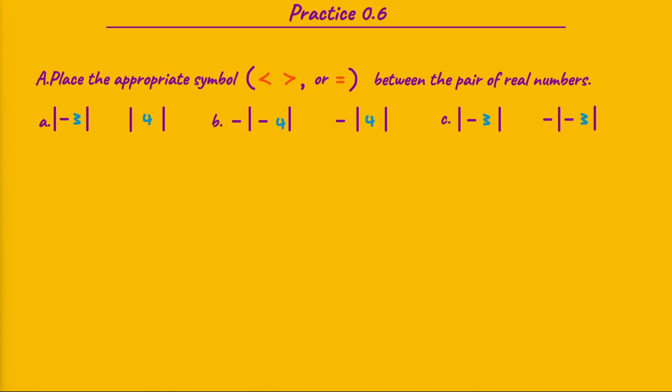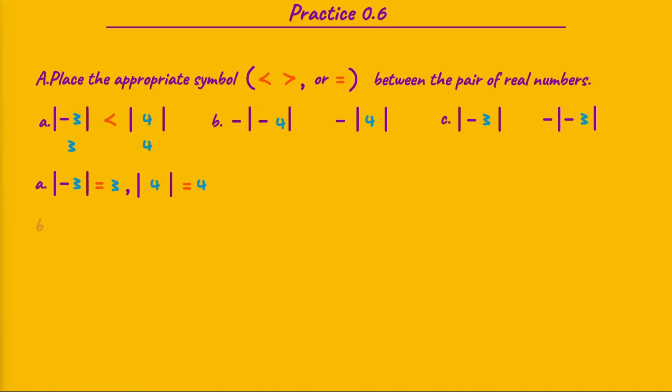We have practice 0.6. List the appropriate symbol, less than, greater than, or equal, between the pair of real numbers. So we have the first pair. We have the absolute value of -3, which equals +3, and we also have the absolute value of number 4, which equals 4. Now we can see that 3 and 4 have a relation: we can say the absolute value of -3 is less than the absolute value of 4.